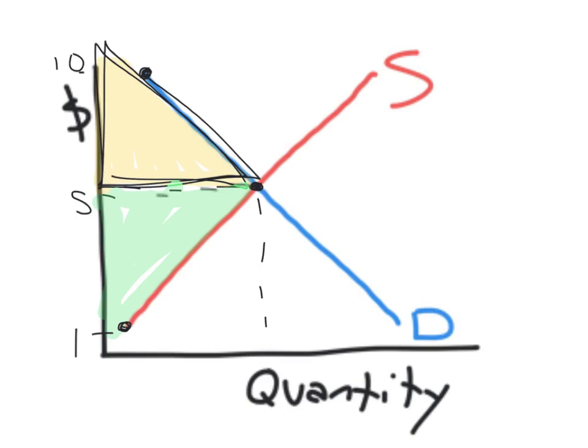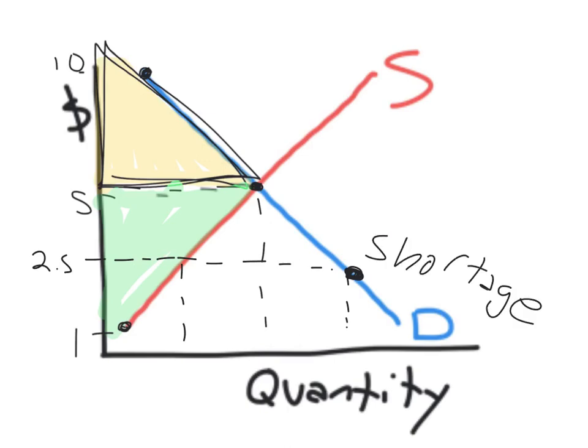Now let's look at what happens if the price isn't set at the equilibrium point of $5. Let's say instead it's set here at $2.5. As you go across, here's what the quantity supplied is, and here's what the quantity demanded is. Since the quantity demanded is right here, and there's less being supplied, that means that we have a shortage. There's less being made than what is demanded.